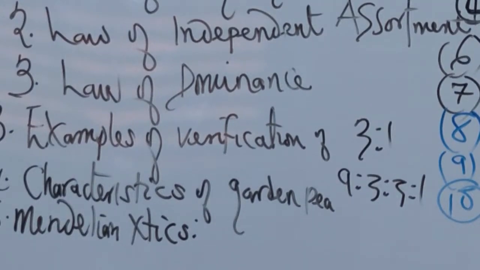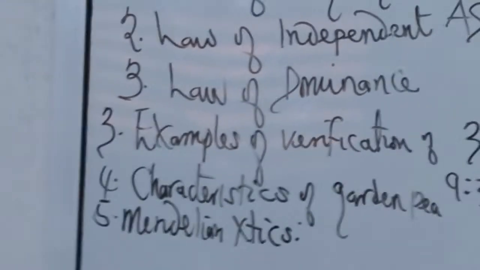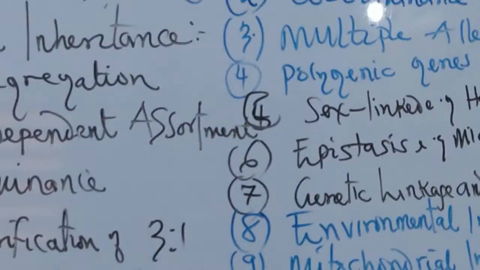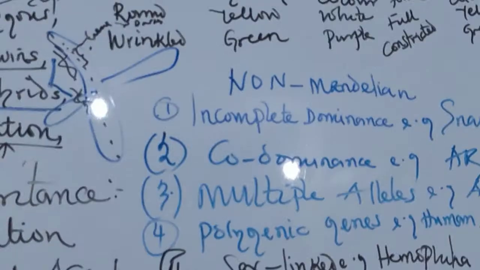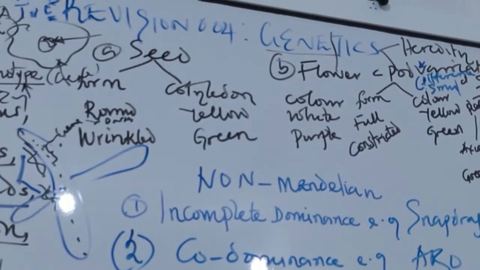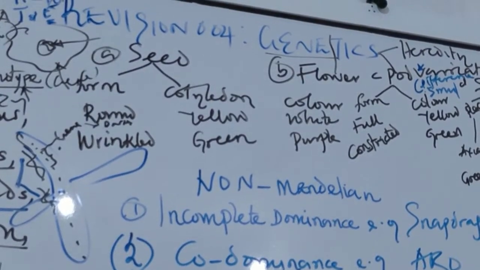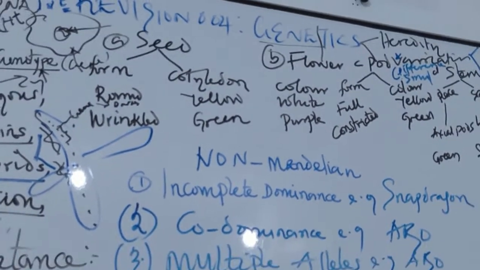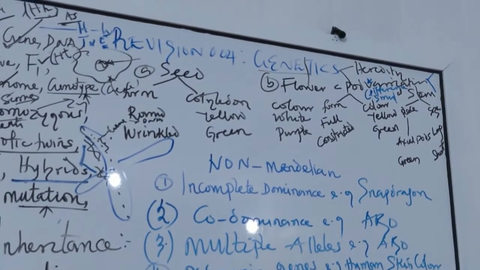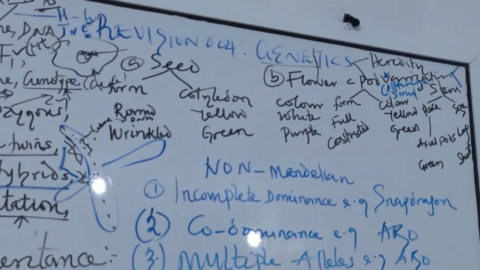Don't forget that I also told you the basic characteristics of Mendelian laws. That's exactly what you have here, and it is also stated. Don't forget that I said Mendel made use of garden pea plants, and he was able to come up with four different characteristics of traits from a garden pea plant.